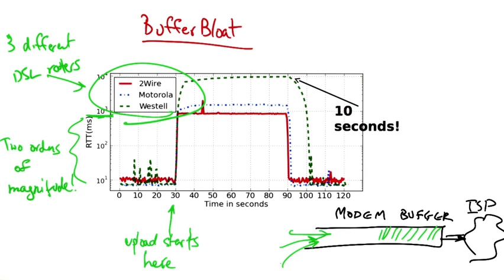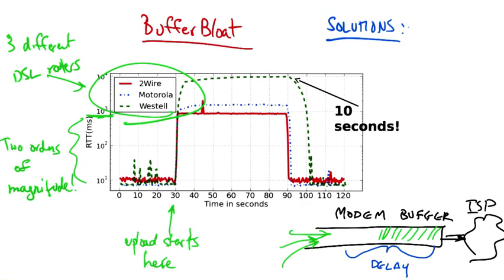But if the buffer is large, the senders won't actually see those lost packets until this buffer has already filled up. The senders continue to send at increasingly faster rates until they see a loss. As a result, packets that are arriving in this buffer see increasing delays, and senders continue to send at faster rates because without packet loss, they don't have a signal to slow down.